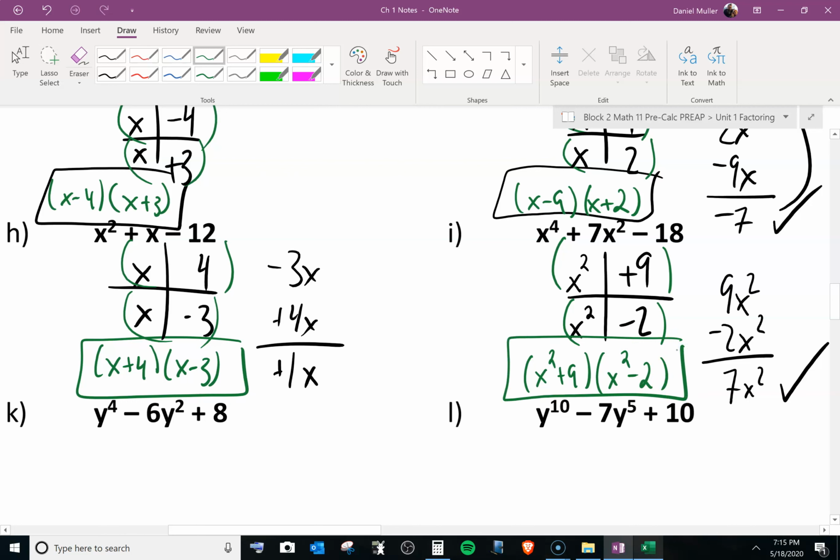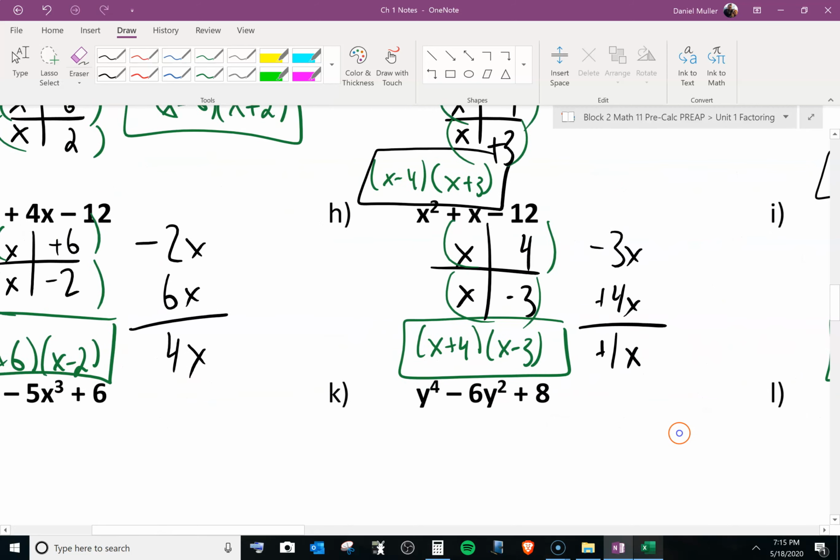There we go. This is now fully factored. The one thing that's different about this one is that it was an x^4. But that was really easy to change. It was just an x^2 and an x^2. So for what it's worth, that's kind of as difficult as these things get here.